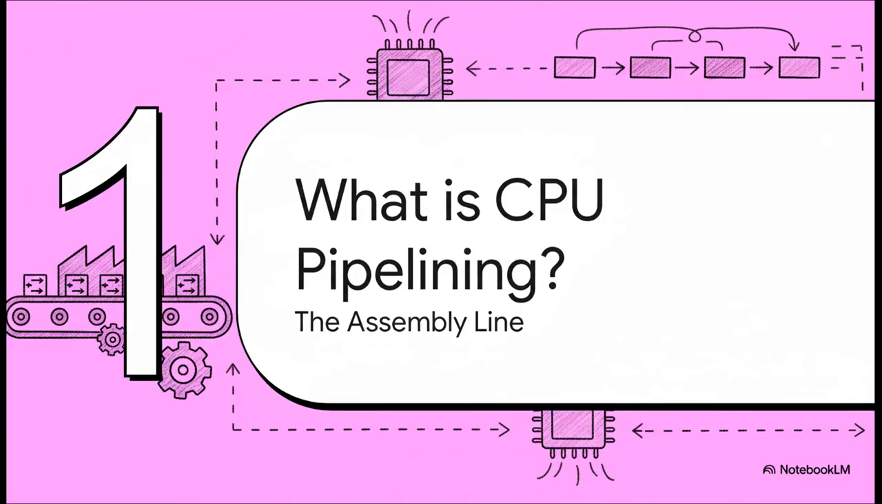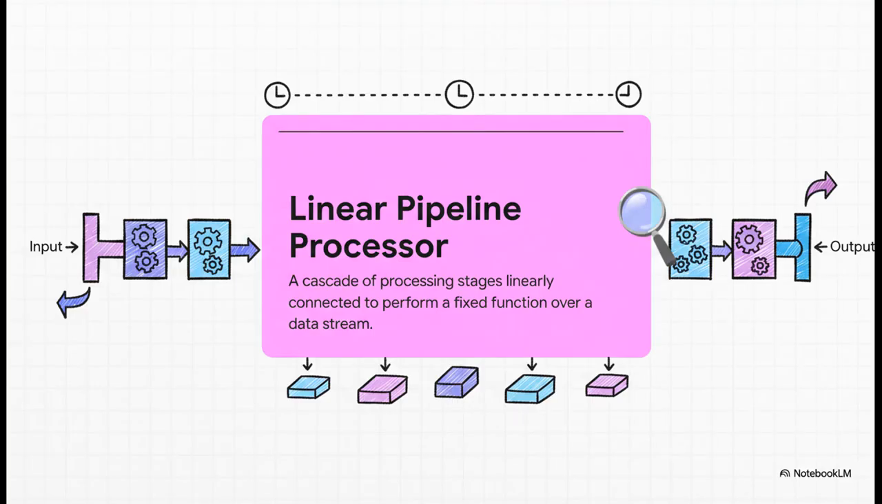Section 1. It all starts with this core idea, the assembly line for instructions. This is the concept that completely changed the game for processor speed. A linear pipeline is, well, pretty much exactly what it sounds like. It's a series of processing stages, all lined up one after the other. So instead of having one big, complex unit try to do a whole task from start to finish, you break that task down into smaller, simpler pieces. Each stage in the line becomes a specialist, doing just one small part of the job over and over.